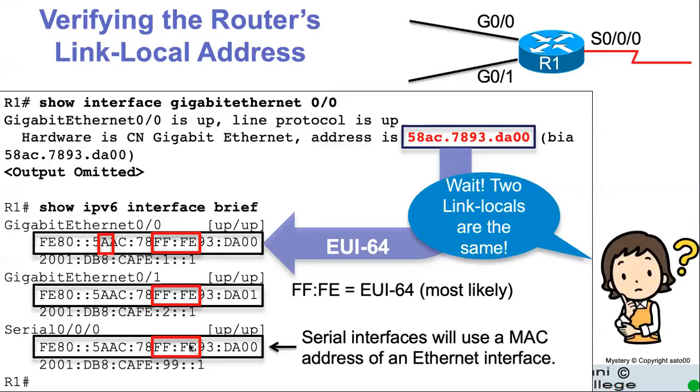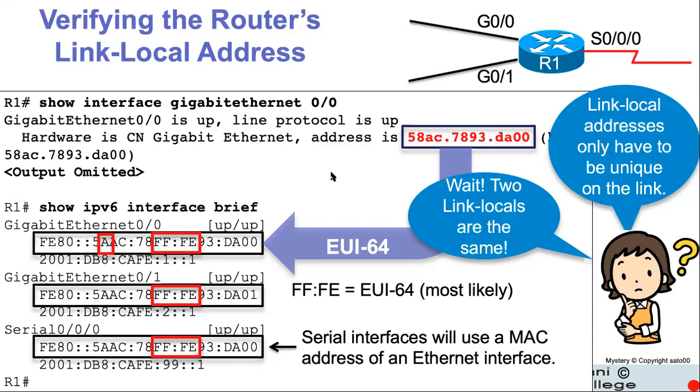Wait a minute, that's a serial interface. The serial interfaces don't have MAC addresses. That's okay. A serial interface will use the MAC address, usually of one of its Ethernet interfaces. In this case, notice the link local address of serial 0/0/0 is identical to the link local address of gigabit Ethernet 0/0. Then wait a minute, you think, but they have the same link local address. Two interfaces with the same link local address, is that a problem? No. Remember, link local addresses only have to be unique on the link.